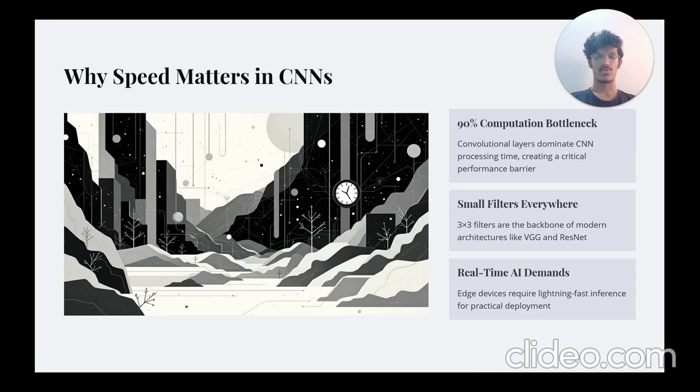Before we get into the what of the algorithm, let's understand why speeding up convolution matters. It's said that 90% of the computation bottleneck in CNNs is the processing time. What are we processing? The multiplications. The millions of multiplications which take place while processing an image, for example, is what causes 90% of the computation bottleneck. And we've got only small filters, so we use smaller kernels. The 3 cross 3 kernels are the ones we use most of the time.